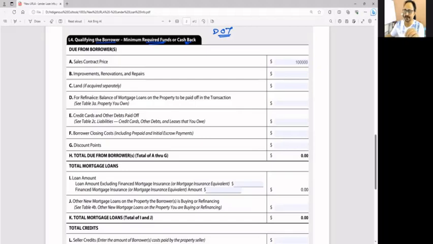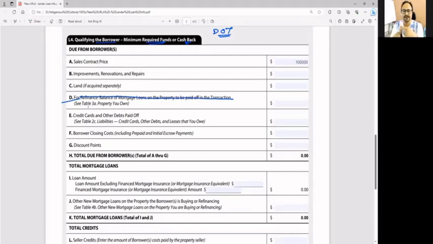The next is for refinance. Now, if we are in the purchase here, then obviously refinance we are not going to look at because it's a purchase case, right? So let's skip this. We will come to it later when this could occur. Okay, so as of now, it is not relevant for us. It's a purchase case. Now, next, credit card, other debts paid off.